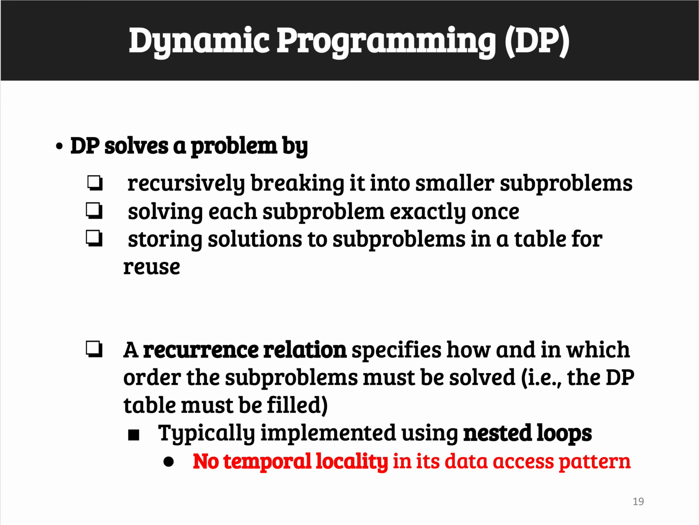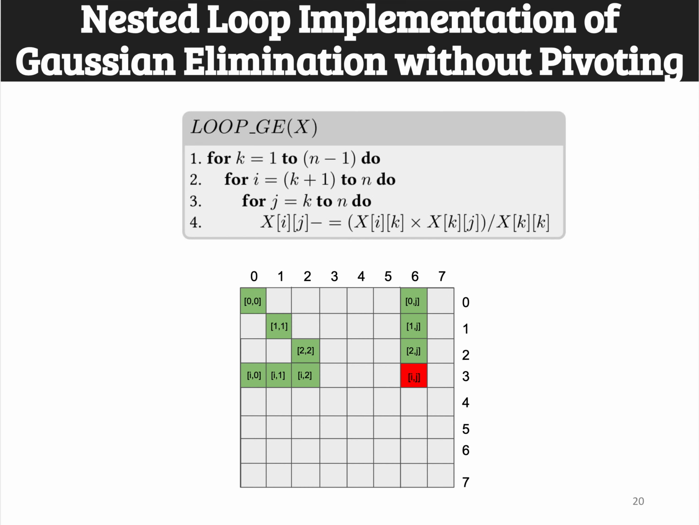solved. A typical DP algorithm uses nested for loops, but it has been shown that such loop-based algorithms don't have good temporal locality in their data access pattern. Here's an example of a loop-based DP algorithm, Gaussian elimination without pivoting. We can see that there are for loops like for k, for i, for j, and ultimately there's a statement updating some cells inside the DP table. The figure also shows that the red cell x[i, j] is dependent on all the green cells above, to its left, and on the diagonal.